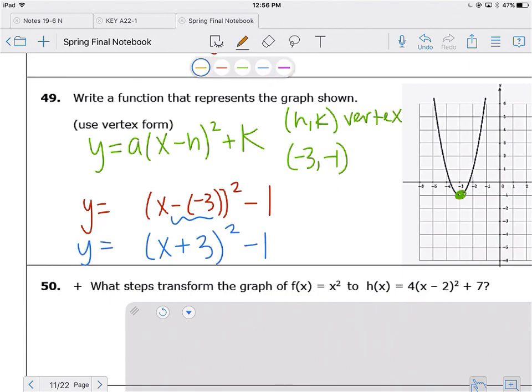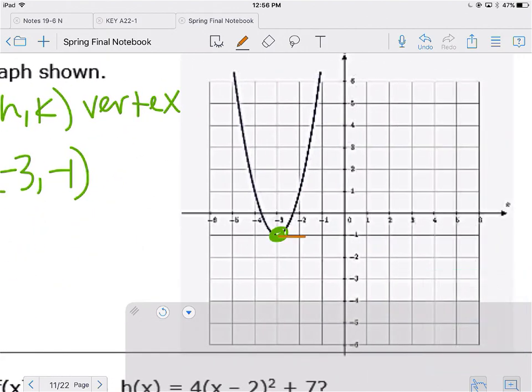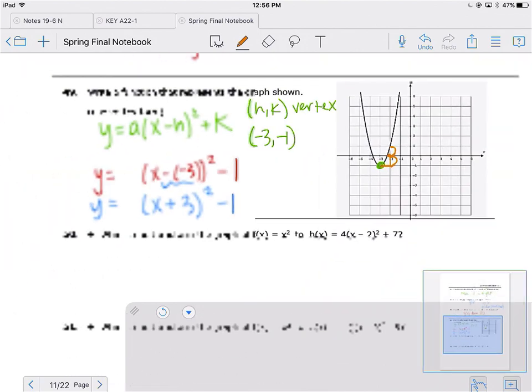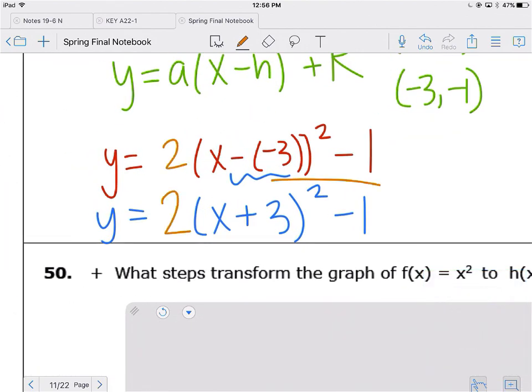And the only other thing I need to do is see if I have a stretch or shrink. So from the vertex, it goes out 1, up 2. Normally it goes out 1, up 1, but this goes up 2, which means that it's going to have a stretch of 2 in front of it.